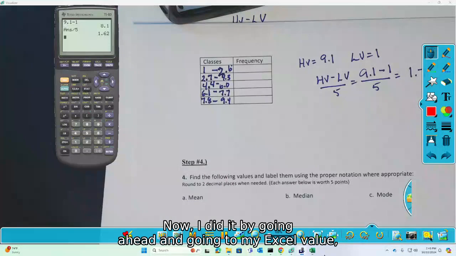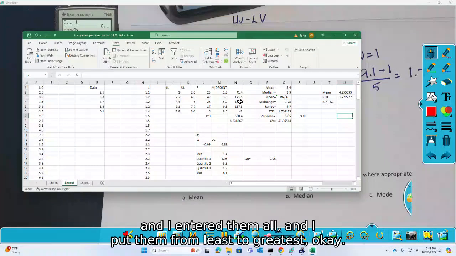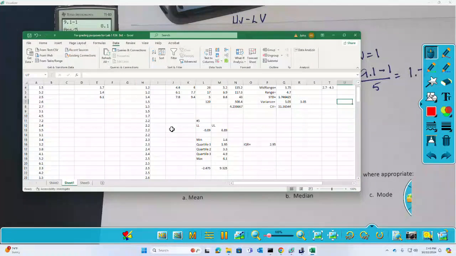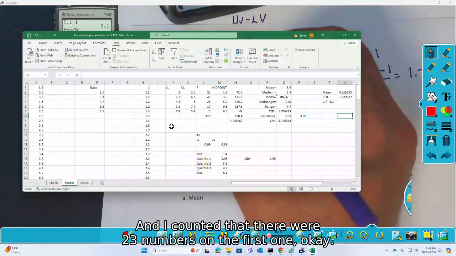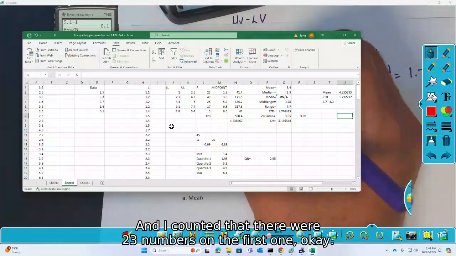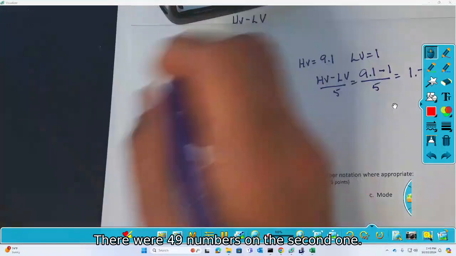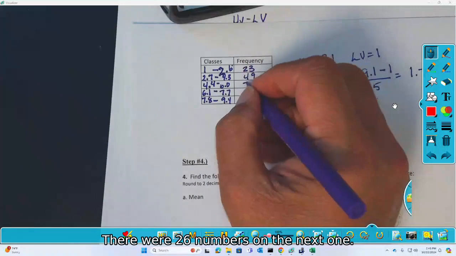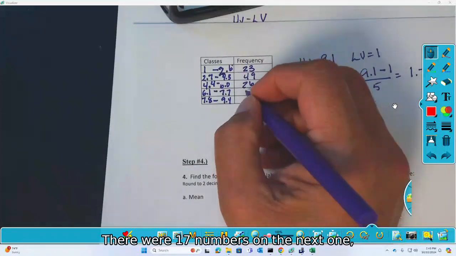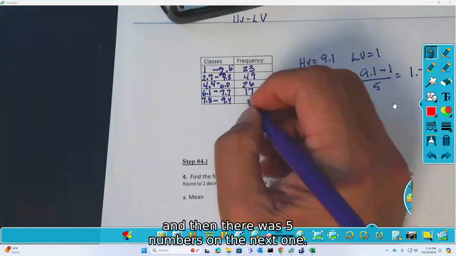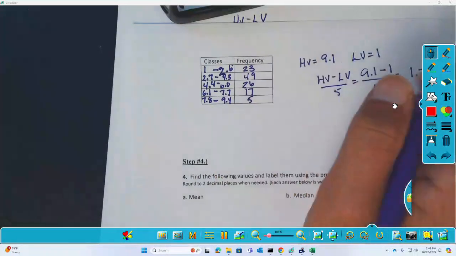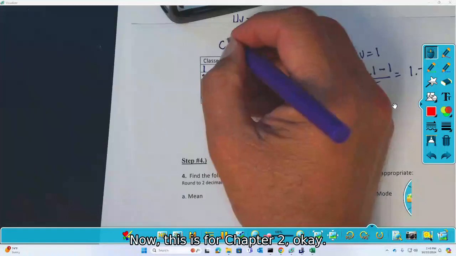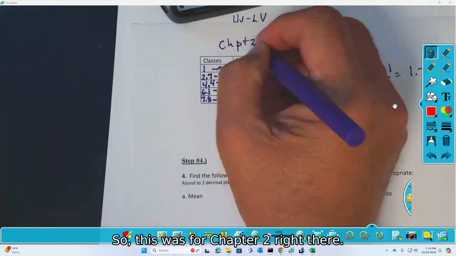Now I did it by going to my Excel value, and I entered them all and put them from least to greatest, okay? And I just counted, and I counted that there were 23 numbers on the first one, okay? There were 49 numbers on the second one. There were 26 numbers on the next one. There were 17 numbers on the next one, and then there were 5 numbers on the next one. Now this is for chapter 2, okay? So this was for chapter 2 right there.